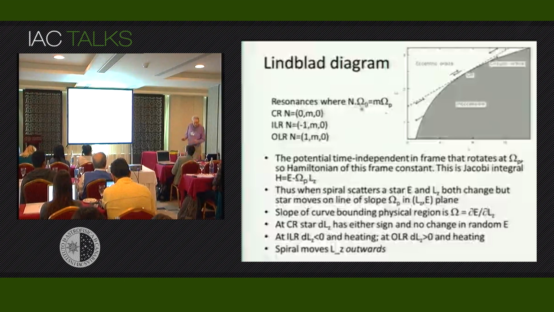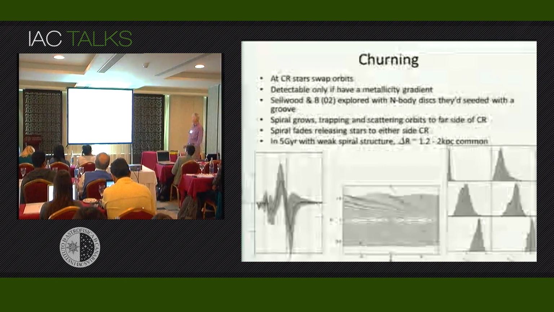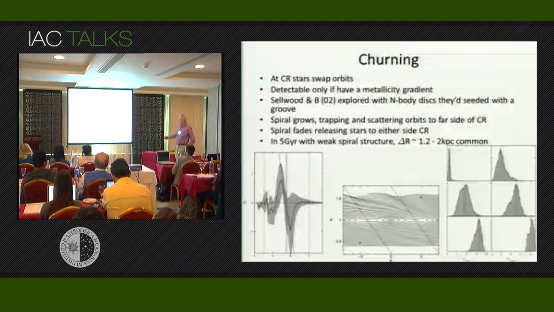And the outer Lindblad resonance merely differs in the change of sign here. So at the outer Lindblad resonance, the pattern speed is bigger than the circular frequency, the going around and around frequency. So you want to say that m times omega p minus omega phi is equal to omega r. So those are the most important low order resonances.